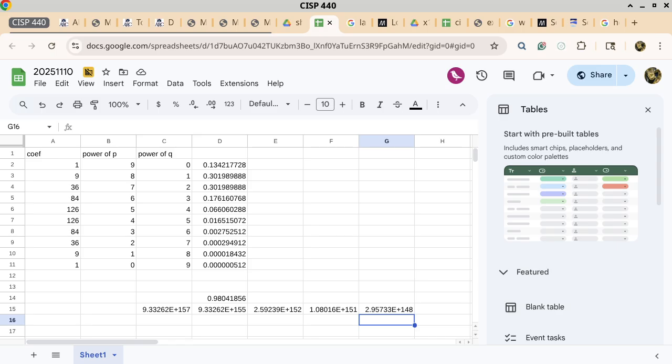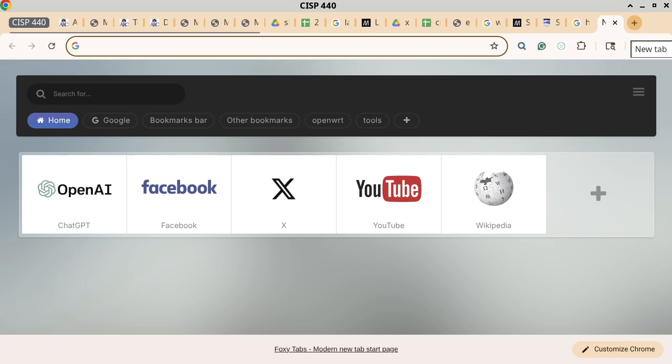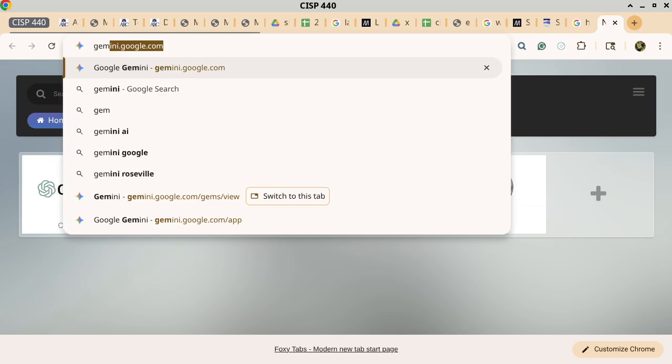How old is the universe so far? Let's check it out, just for the sake of calculation. We go to Gemini.